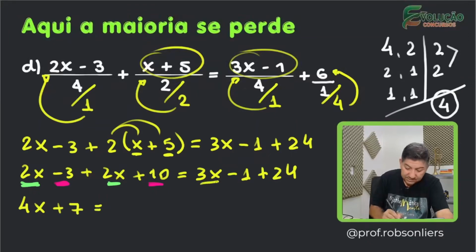This equals 3x here. I'll repeat, 3x minus 1 plus 24. Same thing as 24 minus 1, which is 23. Then we use the sign of the bigger number, plus. 24 minus 1 is 23.